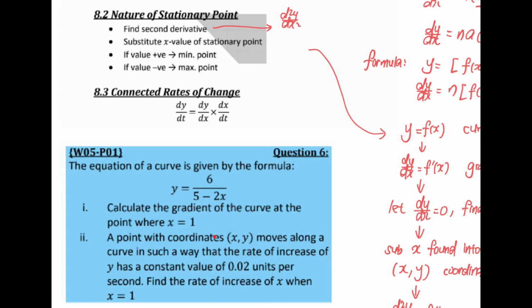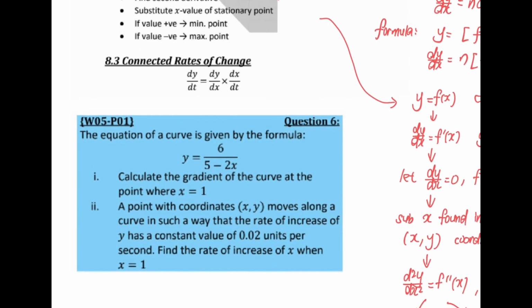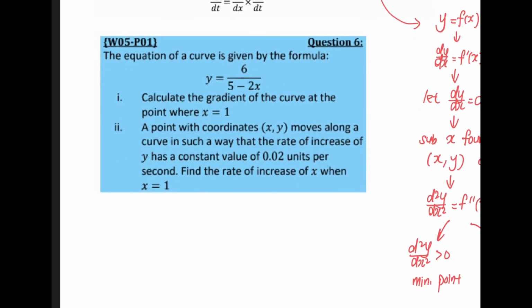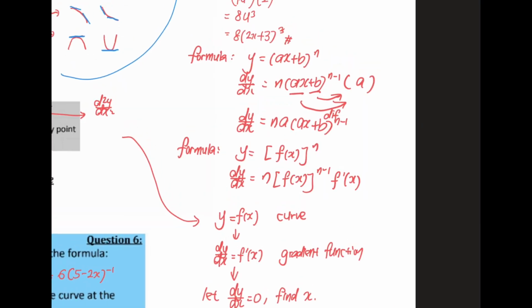Of course, to understand the rate of change, we need many examples. So I have one short example here. Let's go through these questions quickly. The equation of a curve is given by the formula y equals that. Calculate the gradient of the curve at the point where x equals 1. To find the gradient of the curve, we have to find dy/dx. Of course, to do dy/dx, you will realize that this is not ready for differentiation yet. So I have to bring up the denominator and take the power of -1. Now I'm going to use this formula.